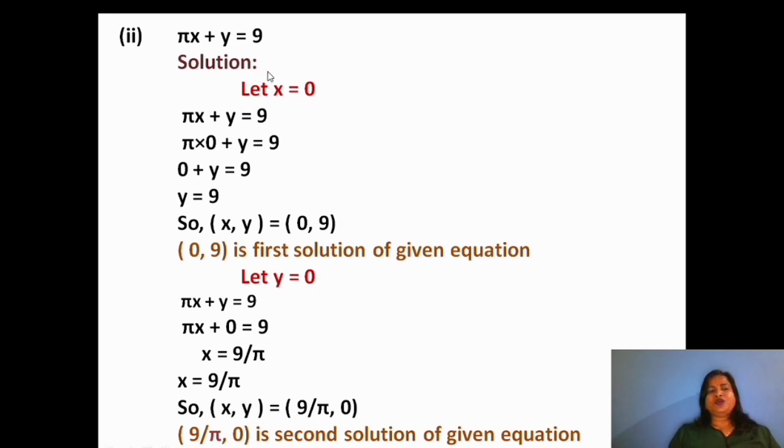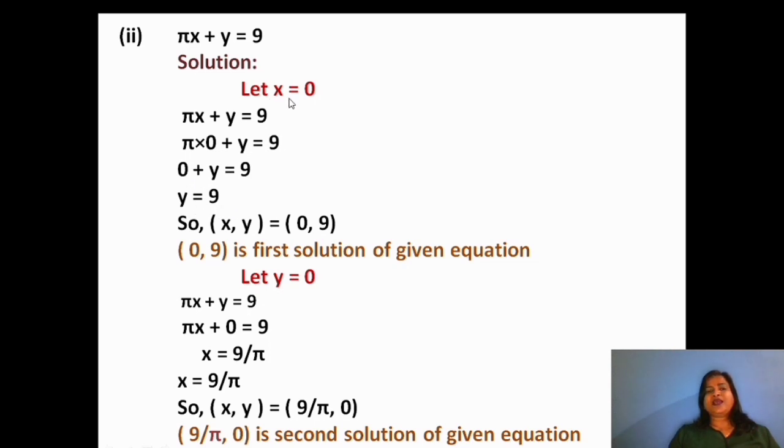Now we will start the solution. So we have assumed x is equal to 0. Now we will put the value of x in the same equation. Pi multiplied by 0 plus y is equal to 9. Pi multiplied by 0 means 0, plus y is equal to 9. y is equal to 9.